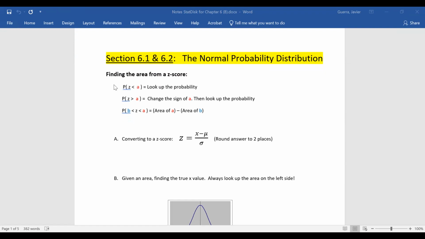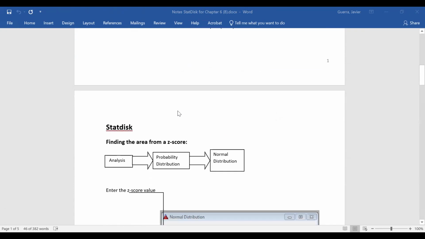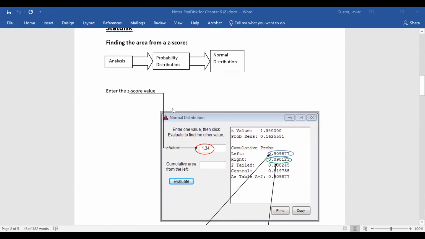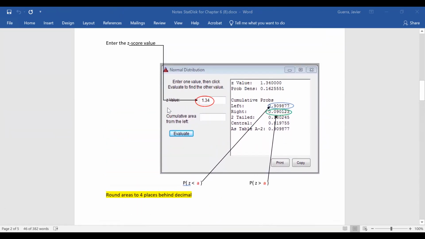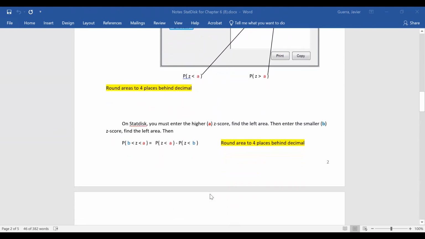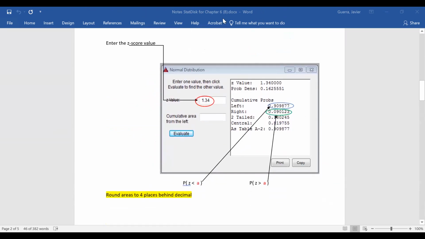If you're going to do it manually, you're going to have to use table A2 in the back, and it'll tell you how to do it. The instructions are all right there. But if you're going to use StatDisk, you would go to the second page of our handout, and it'll give you all the instructions on how to use StatDisk and find the areas. I have it written here for you to see, and I'll show you how to use it in a minute.